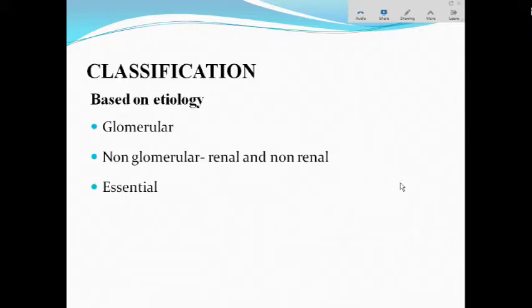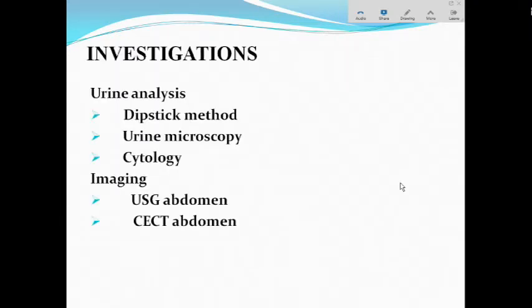Based on etiology, hematuria can be classified as glomerular, non-glomerular and essential hematuria. So there are various investigations which you have to do. First is urine analysis, which can be done by dipstick method, microscopy and cytology, and imaging is ultrasound and CT scan.